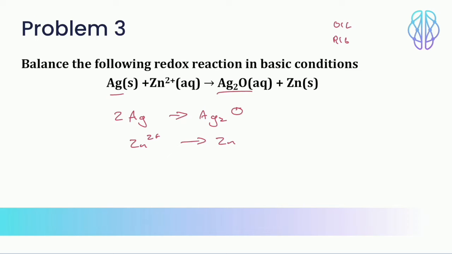Now let's balance our oxygen across the reaction. We have 1 over here in our first reaction on the right hand side, so we're going to add H2O on the left hand side. We've got nothing to balance in our second reaction, so we'll just leave it.